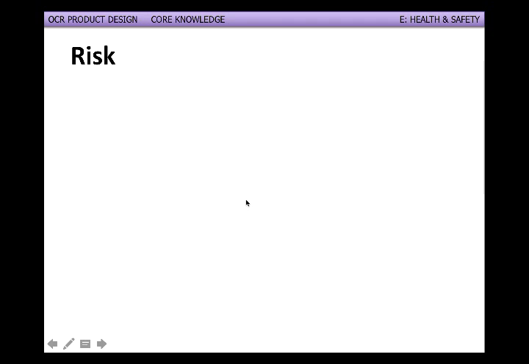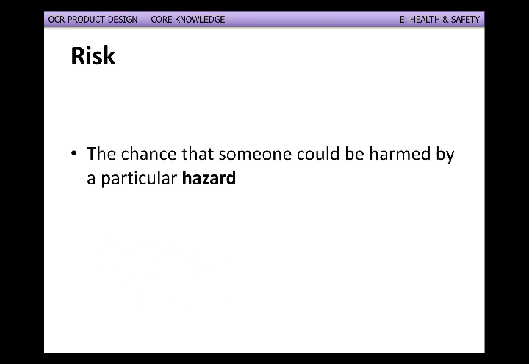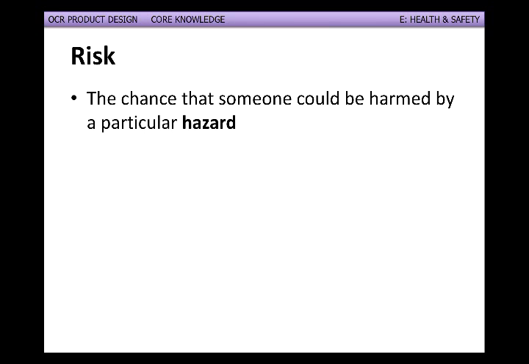So once you've identified hazards, you then need to identify something called risk. The risk is the chance that someone could be harmed by a particular hazard. Once you've spotted something that could hurt you, you have to determine what the chances are that someone could actually get hurt by that, and you classify them into high, medium or low risks.